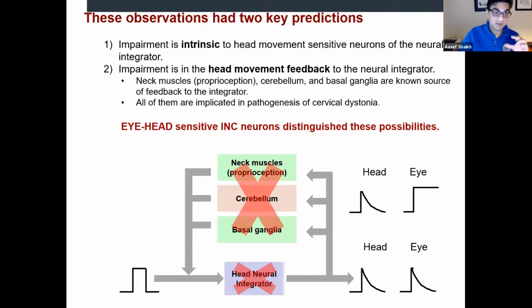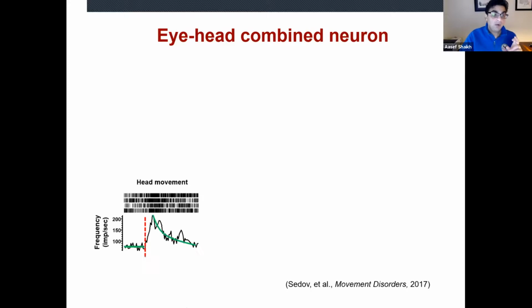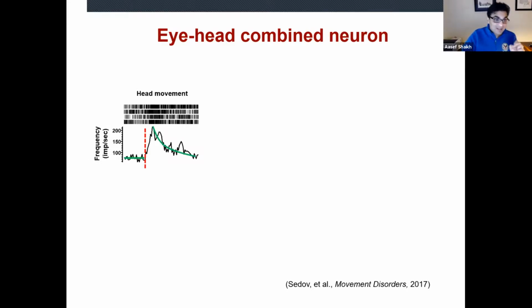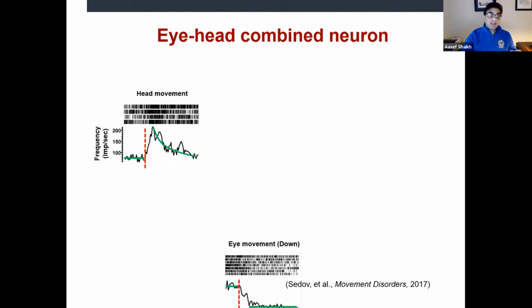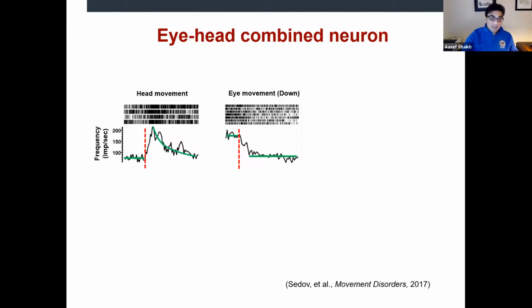So these were two specific questions that we asked. And what we found, the eye-head sensitive neuron, so this is the neuron whose firing rate goes up with the head movement, and then it decays gradually in an exponential way with the head movement, right? But the same neuron, when you activate the cell with the eye movements, its firing rate persists. So what that means is the cell actually behaves differently depending on which feedback it is utilizing.